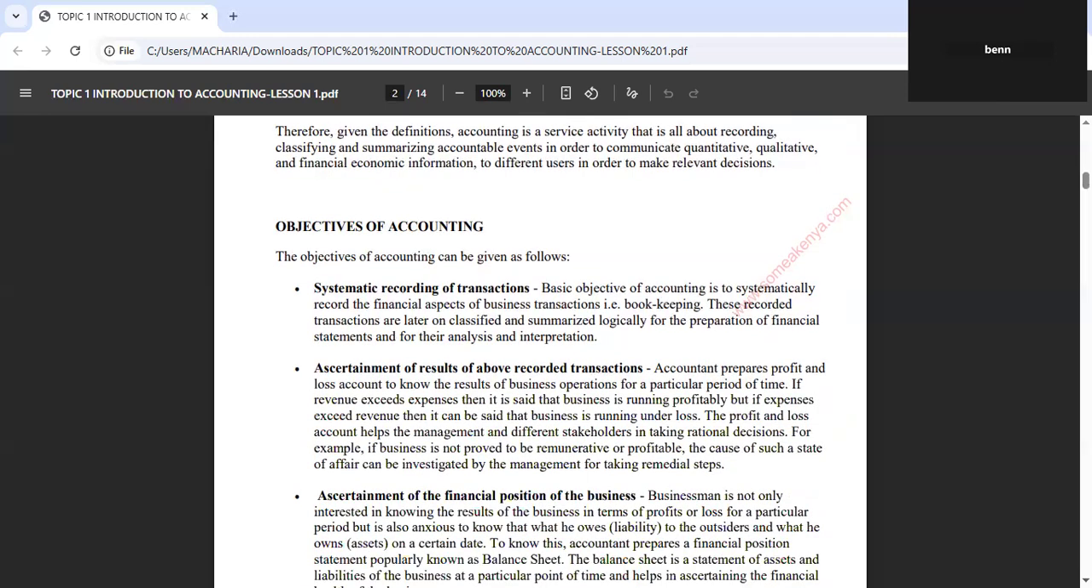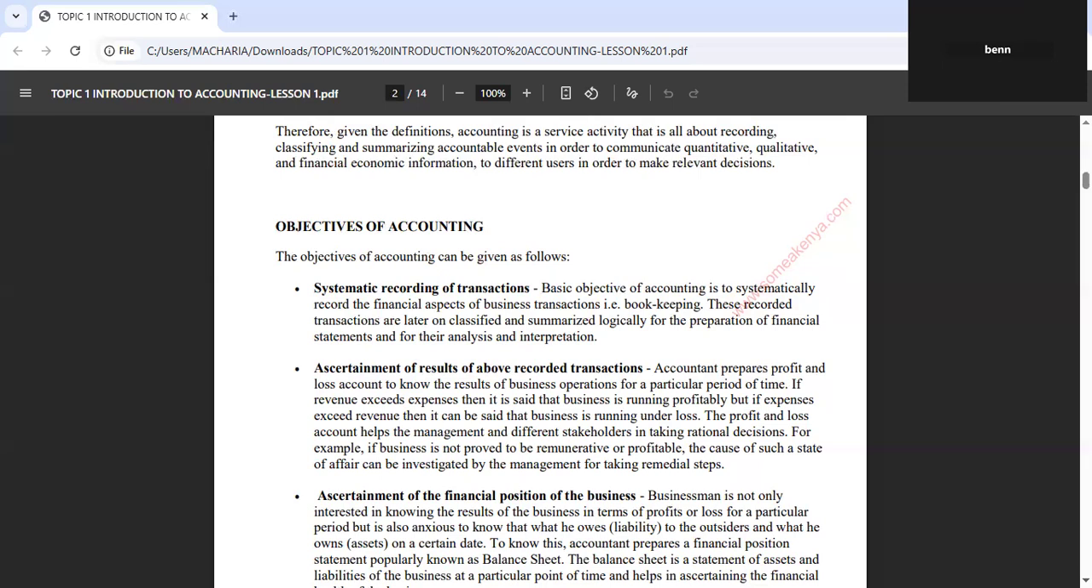The first thing we are saying, accounting, the major objectives of accounting is to have systematic recording of transactions. Systematic in this sense that they're in a certain order. We say that the basic objective of accounting is to systematically record the financial aspects of a business transaction. So that is the first basic objective of accounting. Even as you study this and apply it in day-to-day life, you need to know that we are picking this accounting concept so that we are able to record our transaction diligently.